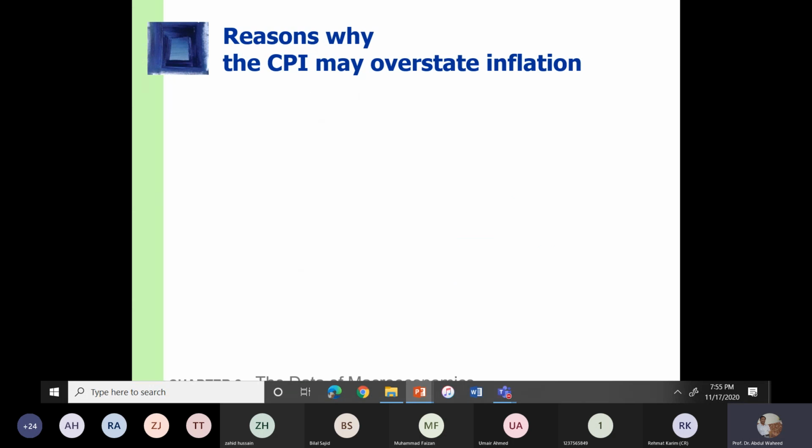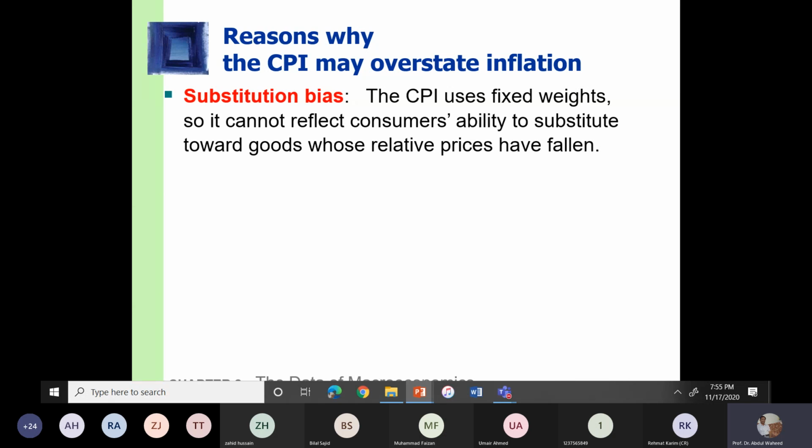Then the reasons why the CPI may overstate inflation. Sometimes we overstate inflation when we calculate the inflation rate using CPI. The problem with CPI is that it uses a fixed basket, so it cannot reflect the consumer's ability to substitute towards goods whose relative prices have fallen.